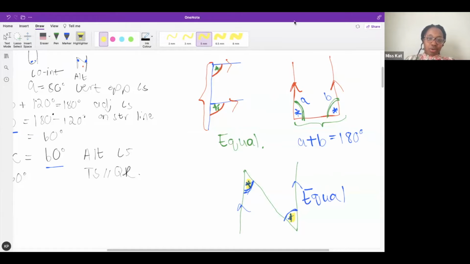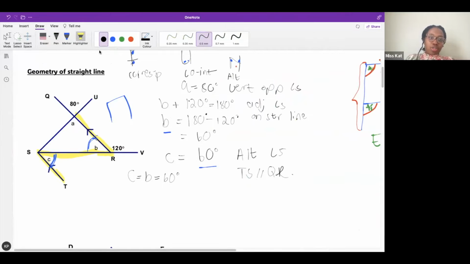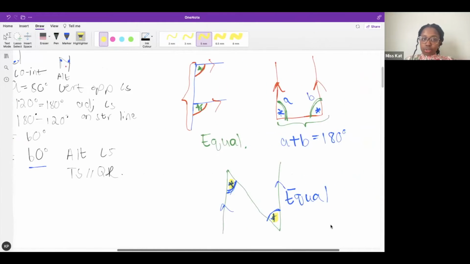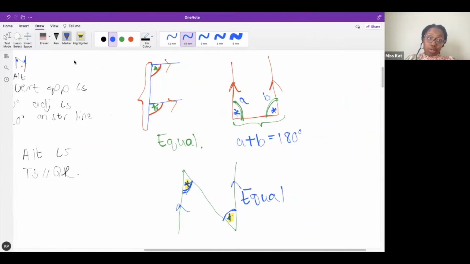Are we feeling better about this? Was that a better explanation? I'm hoping so. Everyone who was confused about the F and U and Z, just remember these only apply when you have parallel lines. So you have to have parallel lines. That's why, as part of your reason, you tell me which one you're using. Oh, I should probably write down what they're called.